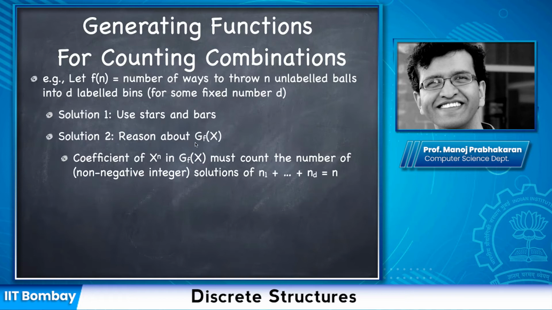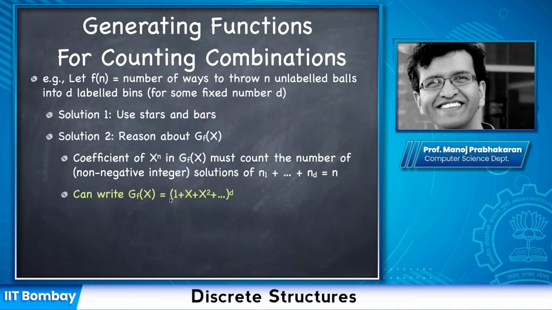So for x to the power n, you want a coefficient which is counting the, so when you throw the n balls into d bins, the numbers be n_1, n_2 up to n_d, and they should add up to n, right? You have to throw all n balls into the d bins. The bins are labeled, so first bin, second bin, up to d. So this number f_n is the number of non-negative integer solutions to this. So that's what you would like to show up as the coefficient of x to the power n.